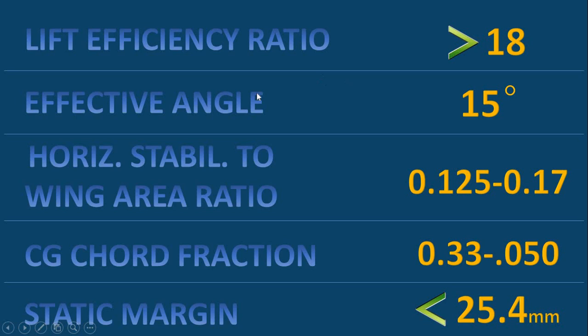Just to get our plane flying well at all, we start with the lift efficiency ratio that's going to be greater than 18, an effective angle that's 15 degrees. We can actually get between 12 and 15 and the plane will fly. The horizontal stabilizer to wing area ratio needs to be between 0.125 and 0.17. CG chord fraction is 0.33 to 0.05, and the static margin needs to be less than 25.4.